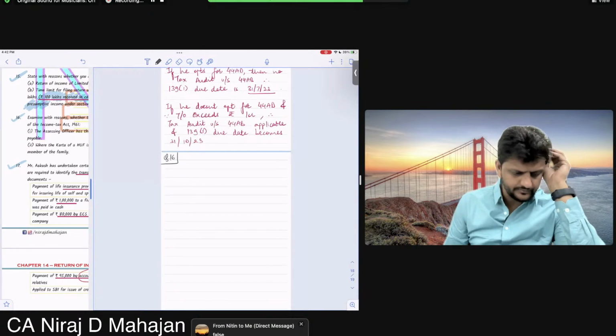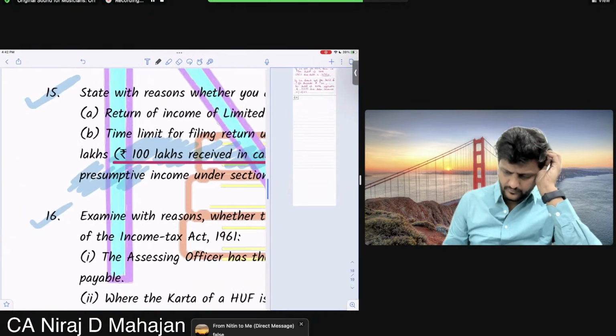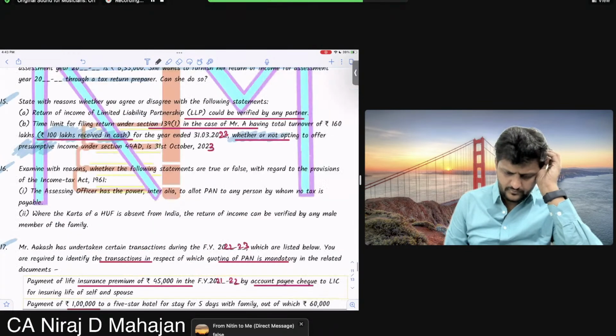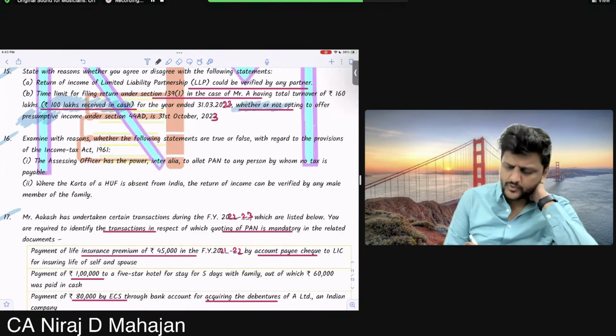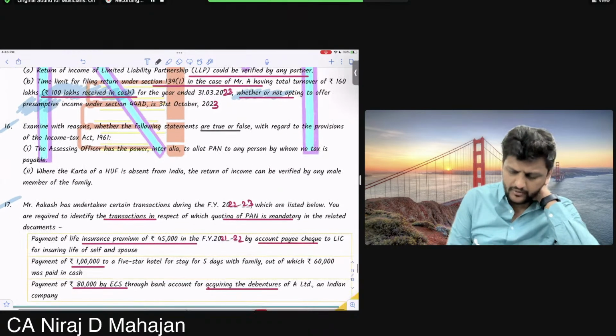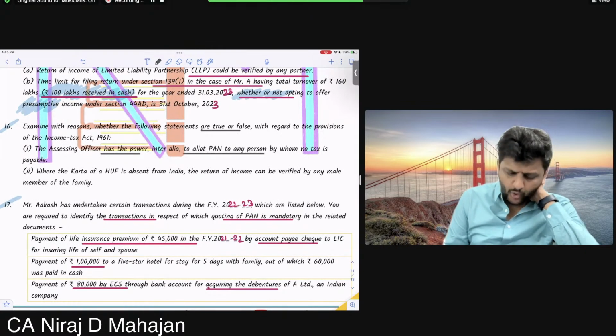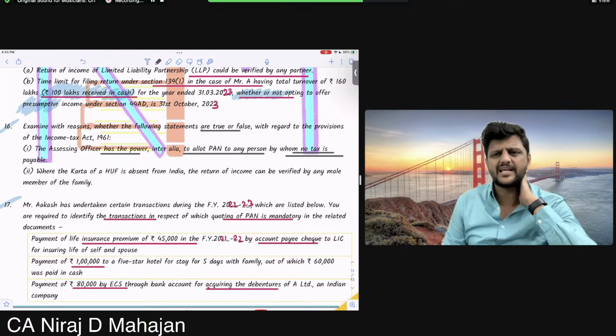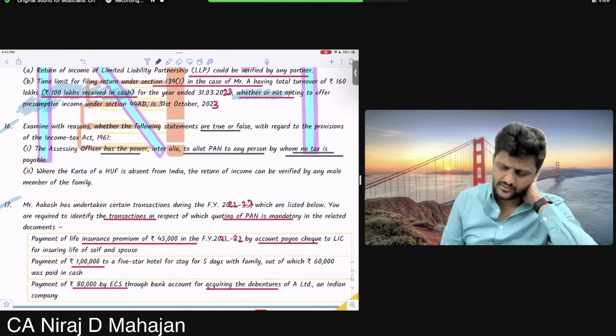Examine the reasons whether the following statements are true or false with regard to provisions of the Act. The AO has the power, among other things, to allot PAN to any person by whom no tax is payable. Okay, no tax is payable, but on a transaction, possible, no? Yes, possible it is. Anyways, but we'll come to the second one first.